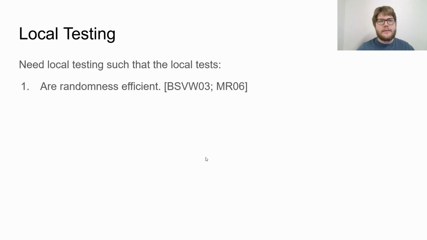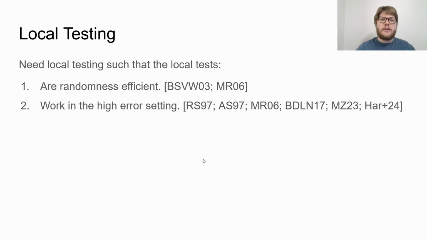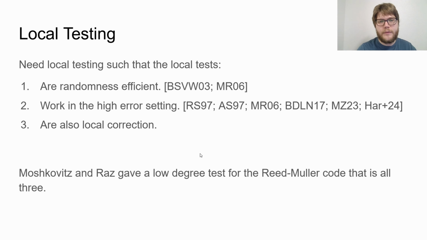So the particular properties we need from the local testers is that they need to be randomness efficient, because this needs to be time and space efficient to look through all of the local tests. It needs to work in the high error setting, so it needs to have that list decoding properties we were just talking about. And we need the local tests to also be a local correction. And Moshkovitz and Raz gave a low degree test for the Reed-Muller codes that satisfies all 3 of these properties.